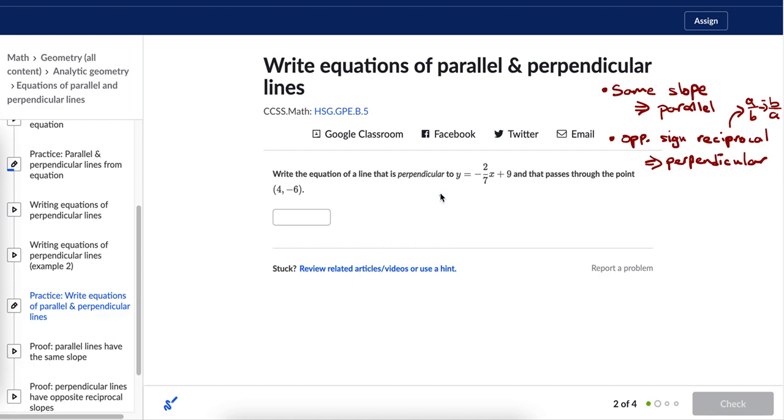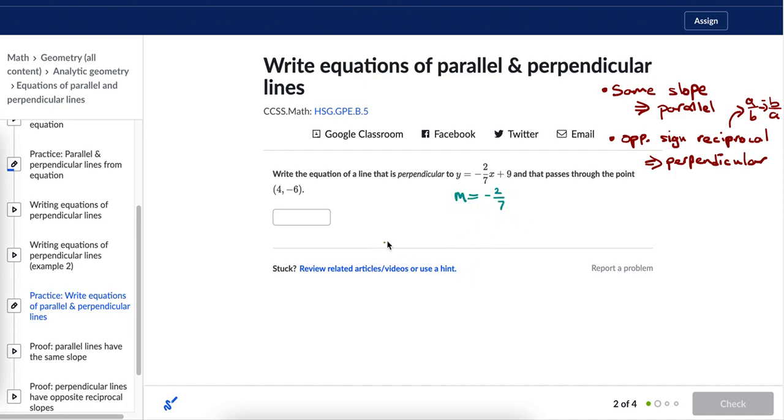Okay, so looking at this one here, we have a slope intercept form of a line. y equals -2/7 x plus 9 that passes through the point 4, -6. Now here's the thing: we've got ourselves a slope intercept form of a line here. Okay, so our slope intercept form of a line, m equals -2/7, right? That's what we've been given here.